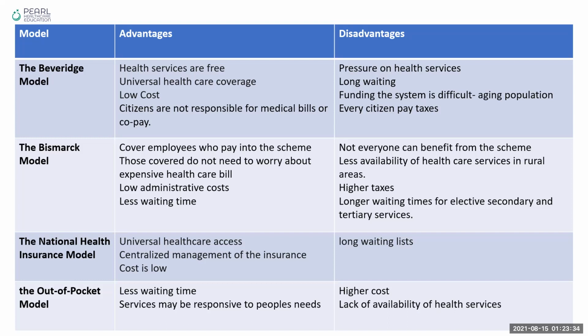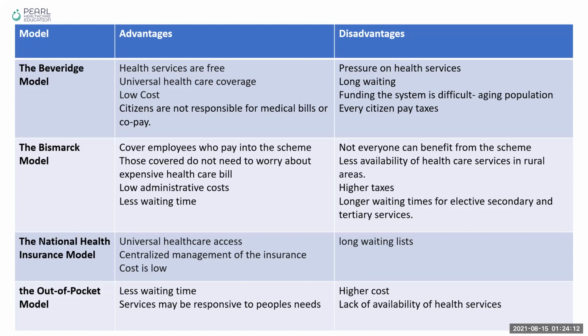In terms of disadvantages, not everyone would be able to benefit from the scheme. People who do not pay the insurance would not be able to use it. The services may not be available in rural areas. People have to pay higher taxes. For elective, secondary and tertiary services, there may be longer waiting lists. For example, if you were going to get a knee operation because your knee was not working properly, it may take longer for those operations to be organized.